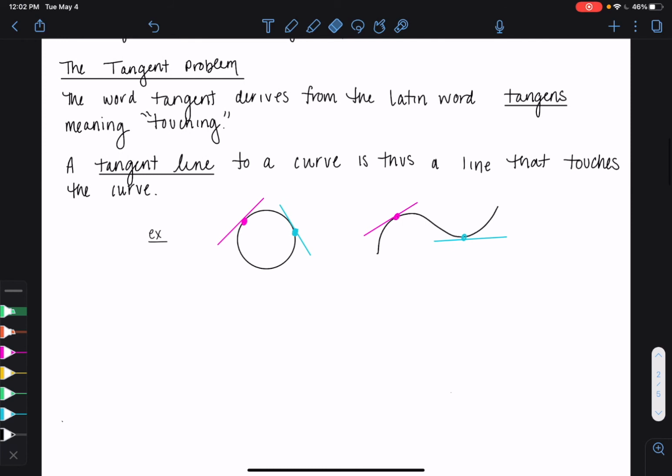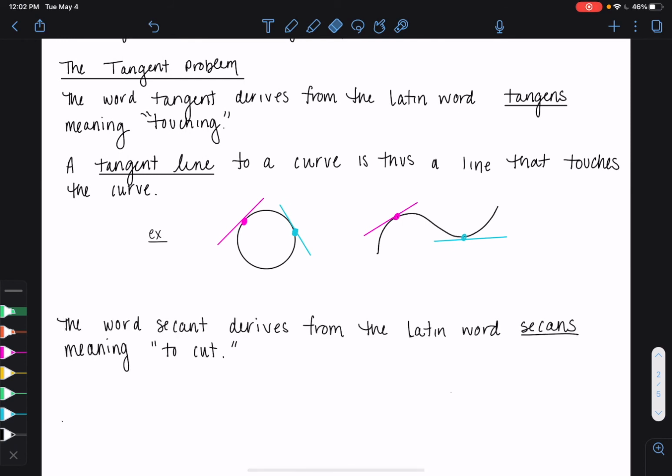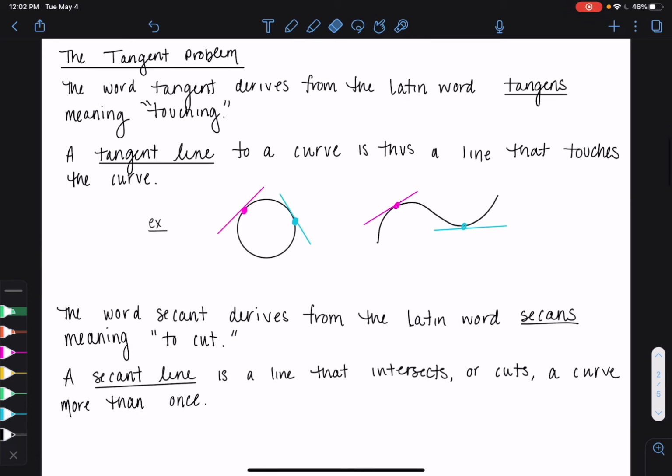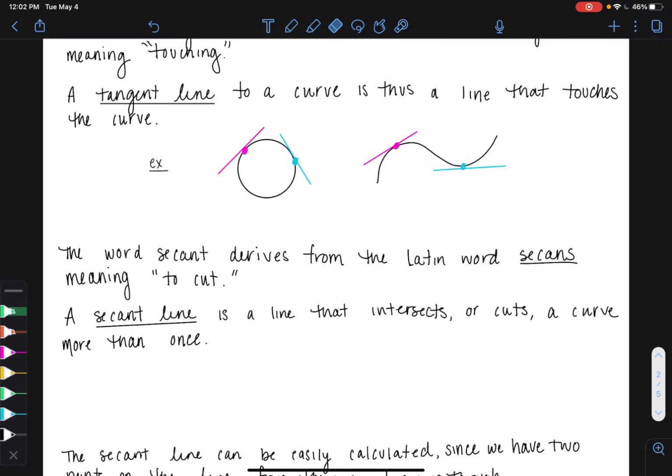Well, what we're going to do is talk about secant lines. So the word secant derives from the Latin word secans, which means to cut. So a secant line is a line that intersects or cuts a curve more than once. So if I go ahead and look at these same 2 examples, if I find the secant line between those 2 points, I just connect the 2. Okay? I connect those 2.